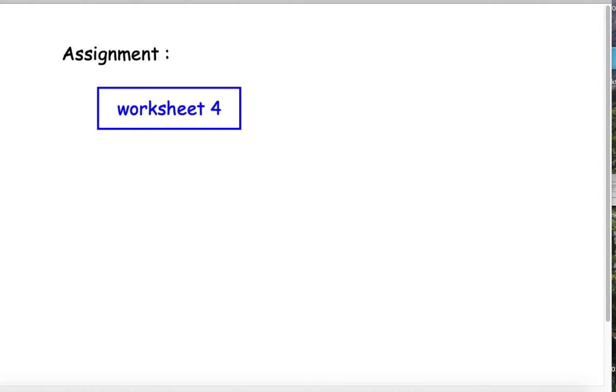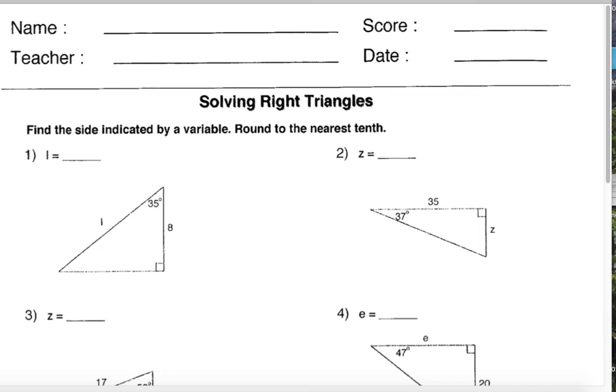The assignment is worksheet 4. And I just want to point out a couple things as you work through this. On the first page, it says find the indicated side. So we can't use the Pythagorean Theorem on this type of problem. I think this is supposed to be the letter I. Doesn't look like an I. So we only have one side. We don't have this side. So we can't do the Pythagorean Theorem to get the third side because we only have one side. But we do have an angle.